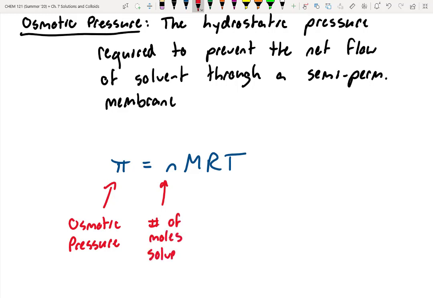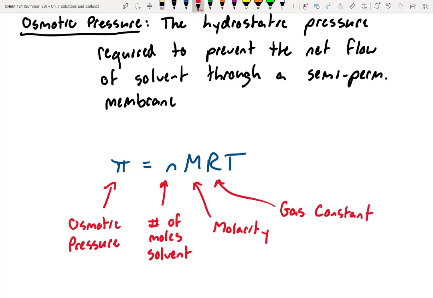So how many different pieces did things break up into in solution? Was it just one thing, meaning was it unbroken, or did it break up into 2, 3, or even 4 things? And then M over here is just molarity. That's our concentration unit. R is actually similar to the R we saw in our ideal gas law. This is the gas constant.